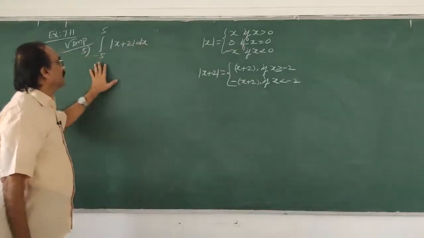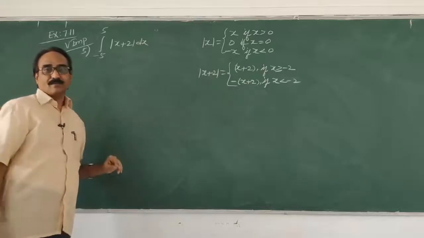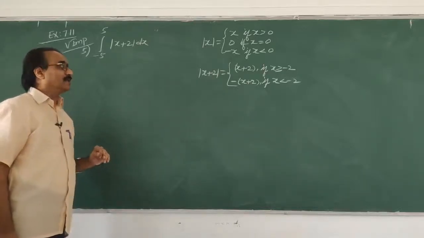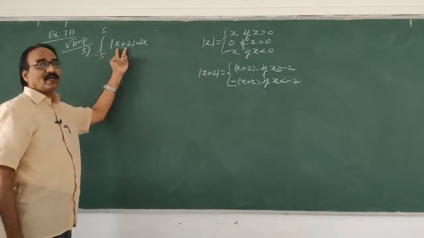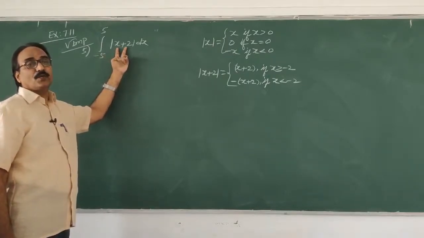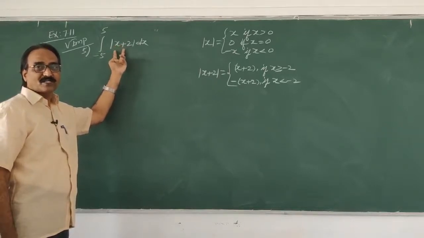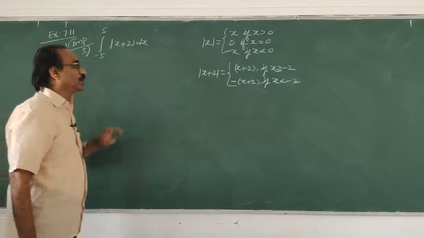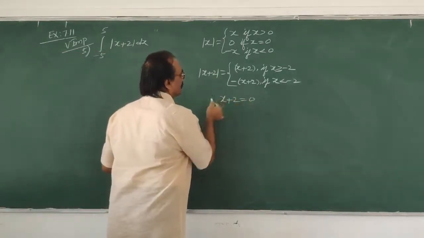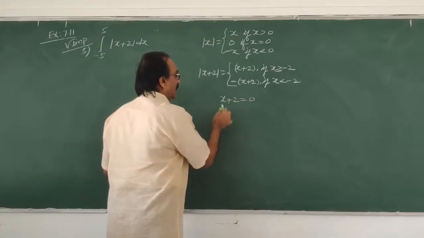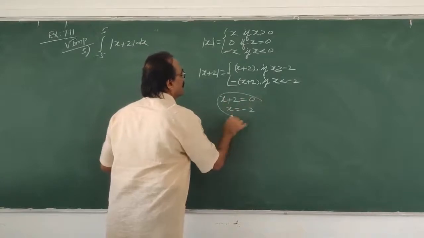Whenever a problem is given, because of the modulus, it will be divided into two limits. Property 3. Now, how to do it: inside the modulus, whatever function is there, you make it zero. Here inside the modulus, what is there? x plus 2. You make x plus 2 equal to 0. Whatever be there, if 2x plus 2 is there, then 2x plus 2 equal to 0, like that. x plus 2 equal to 0 means x is equal to how much? Minus 2. This should be there in your mind.